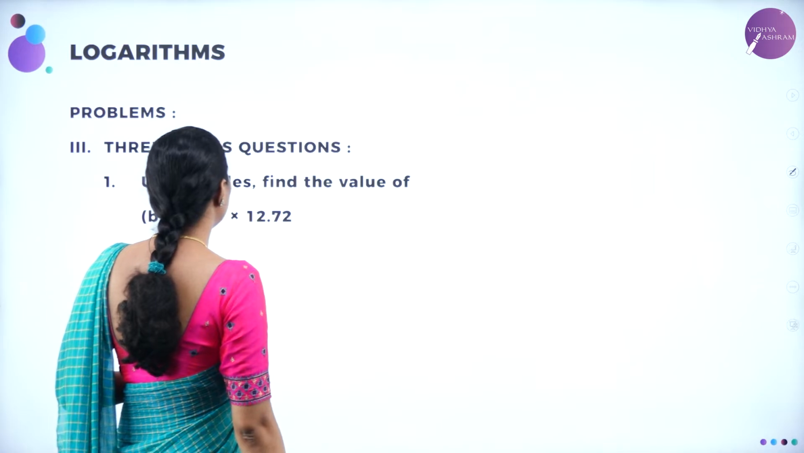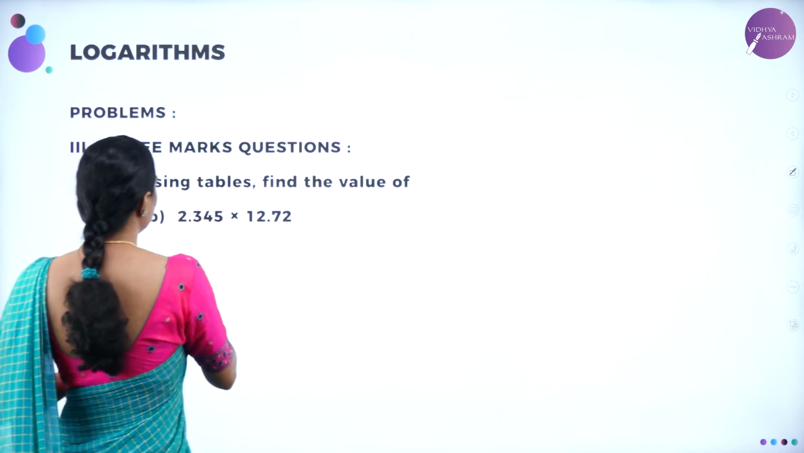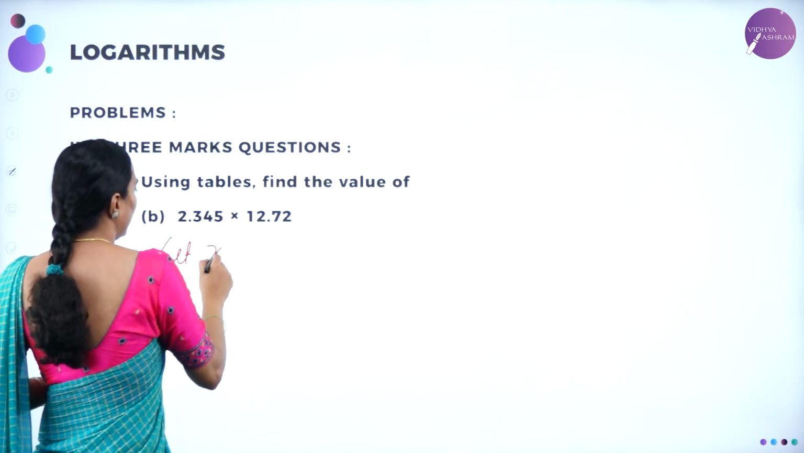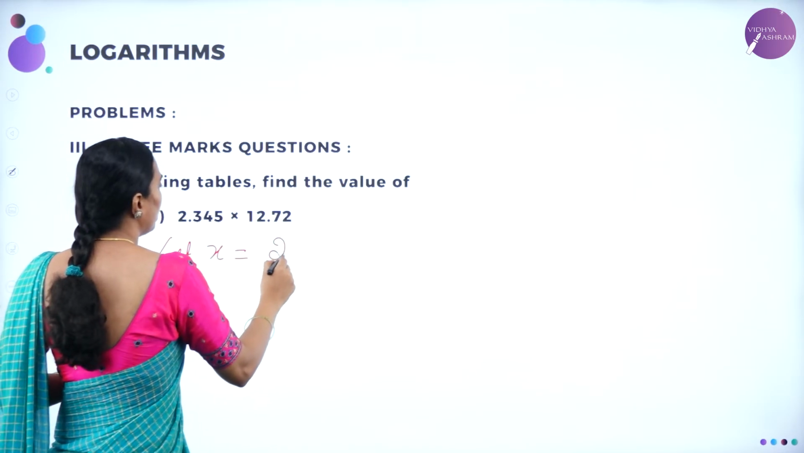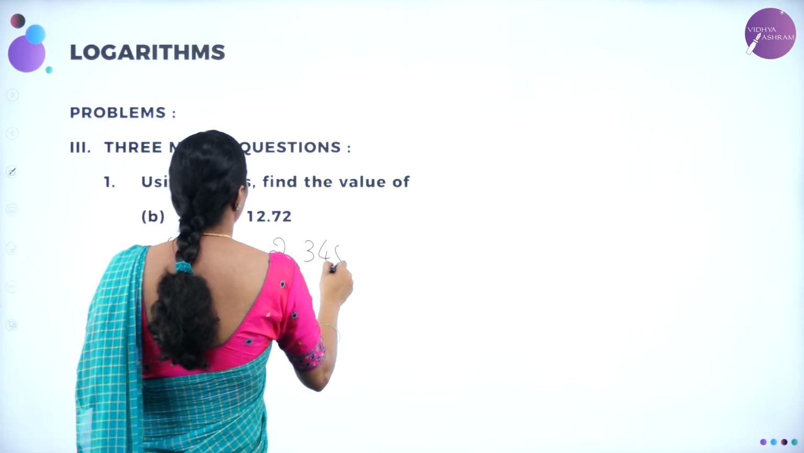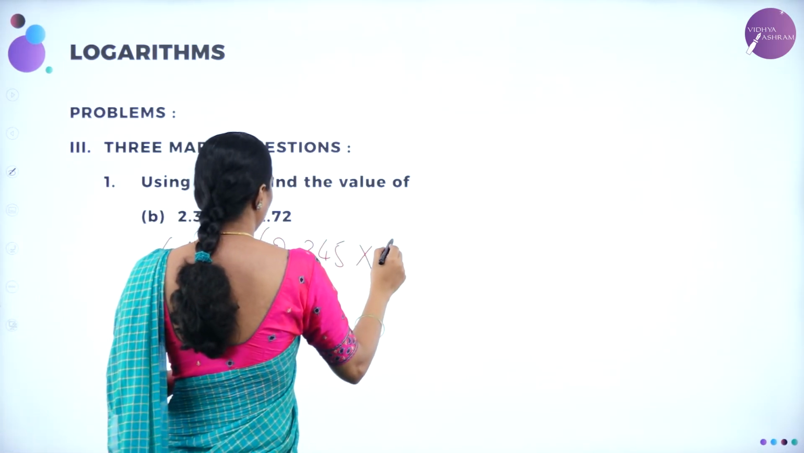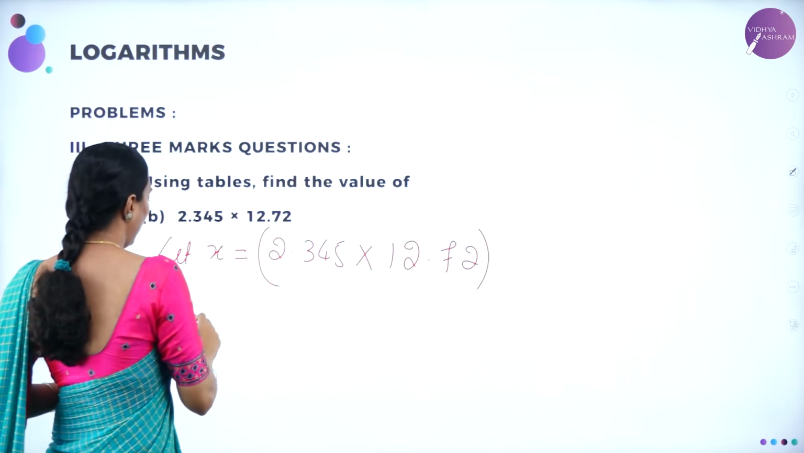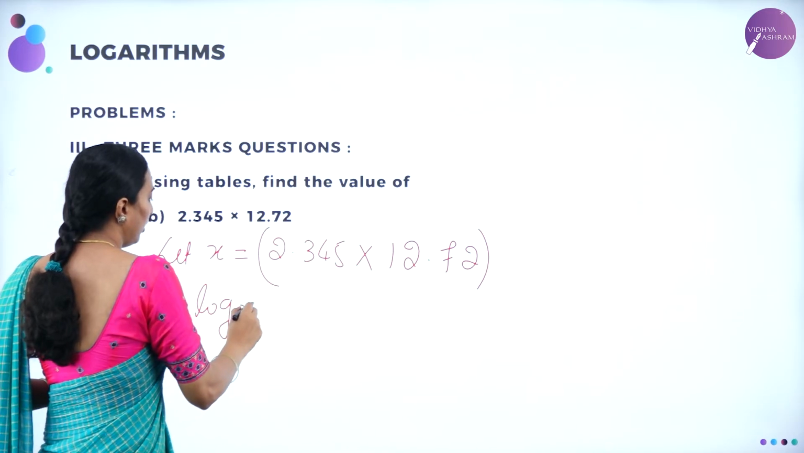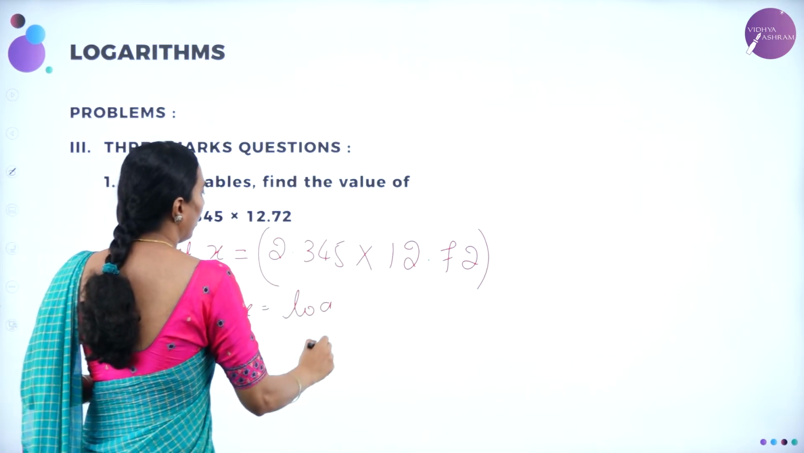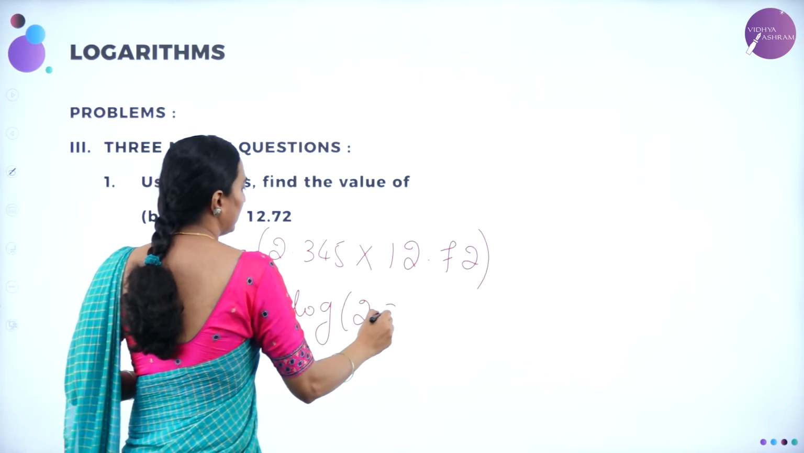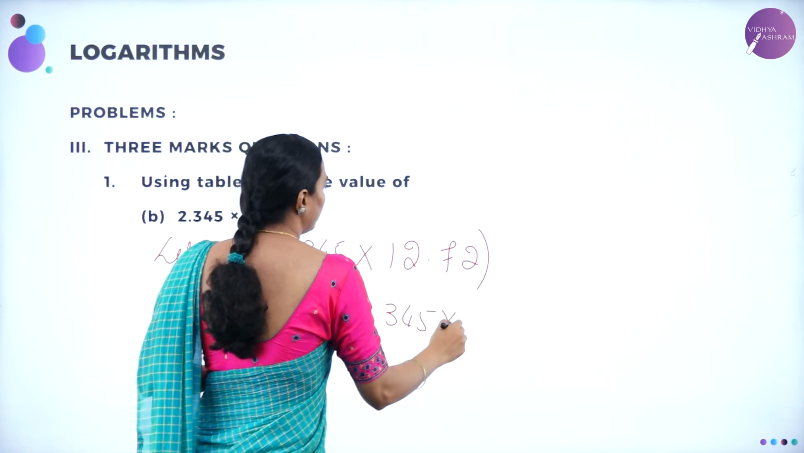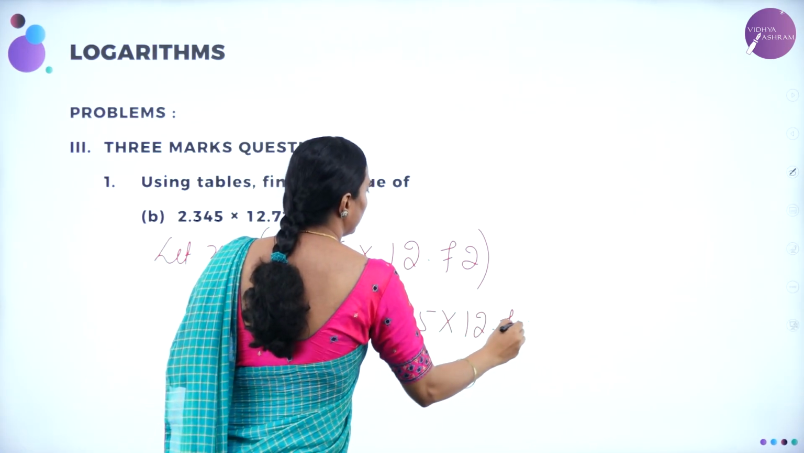A 3 marker using the table. Same, you are going to have it as let x is equal to the given 2.345 into 12.72. So therefore, applying log on both the sides, log x is equal to log of 2.345 into 12.72. Try this one.